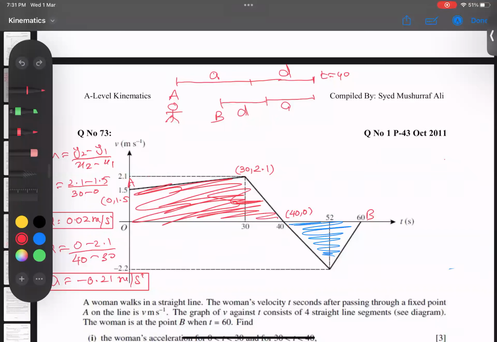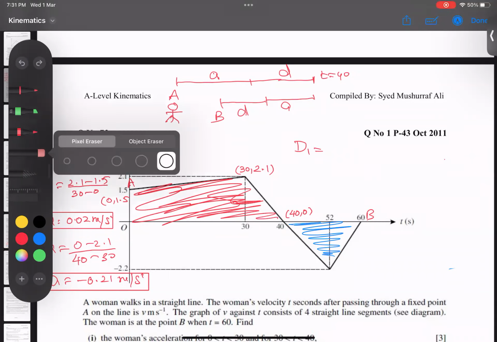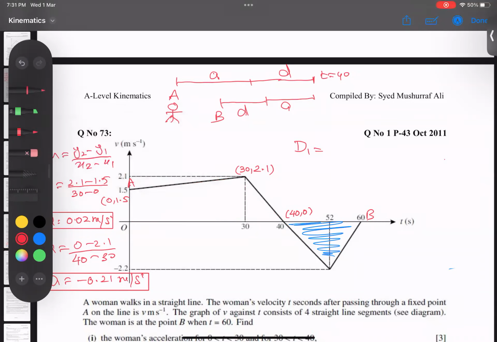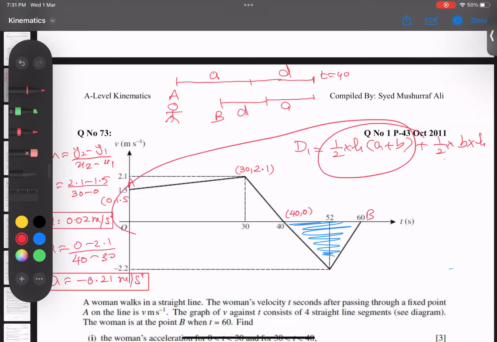So the distance while going away, I call it D1. D1 is a trapezium shape, all of you know it. No, it's not a trapezium shape. If you look carefully, we have 2 diagrams here: this is a trapezium and this is a triangle. So 2 things. Let's find half times h times a plus b, plus half into base into height. Let's talk about the trapezium.